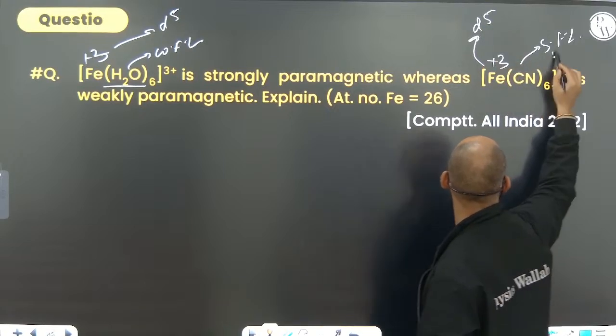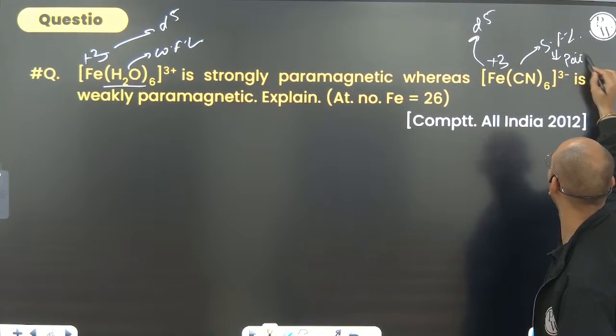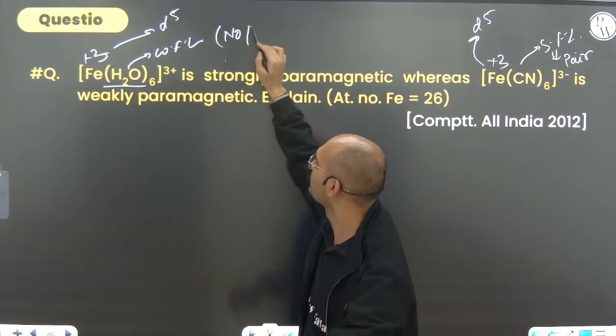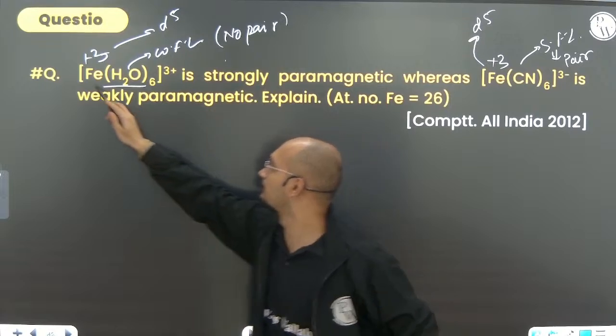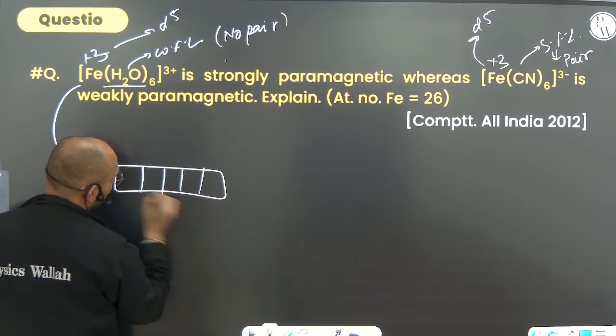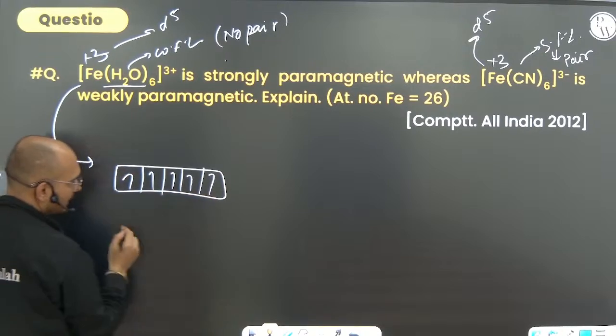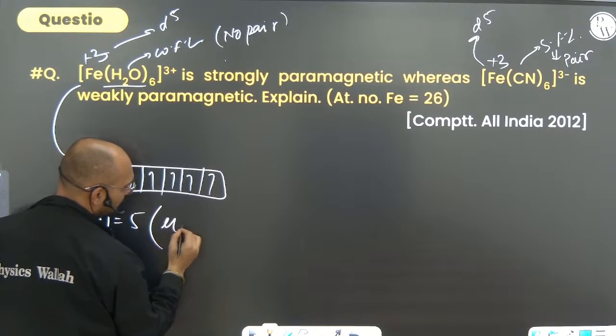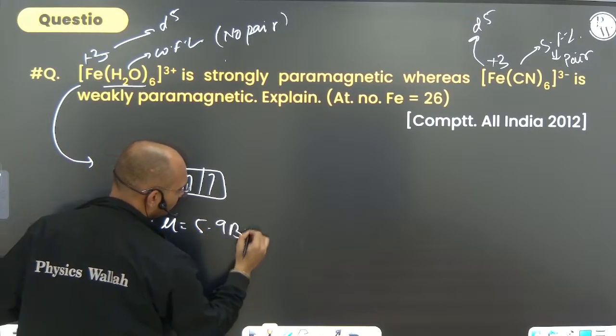But here what will happen? Strong field ligand will pair up, while here what will happen? There will be no pairing. Because there is no pairing, it will look something like that: 1 2 3 4 5. So the number of unpaired electrons comes to be 5. Therefore mu will be equal to 5.9 Bohr magneton.